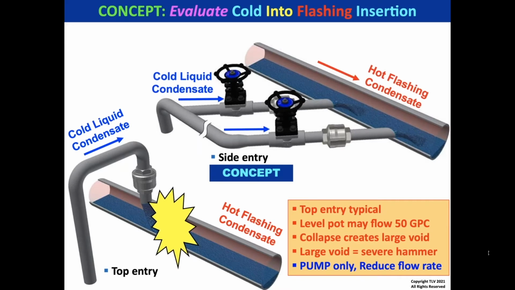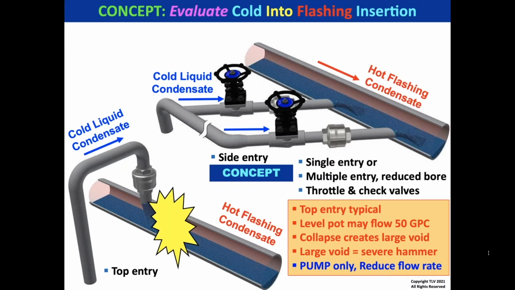And typically a condensate header will be larger than your feed lines coming in. And when that's the case, what you might want to consider is a side entry concept of multiple points. You could do 2, 3, 4 entry points. You could put them 5 or 10 feet apart. You can reduce the bore. You can throttle them so you can balance it. And what you're trying to do is more smoothly integrate the cold condensate into the liquid line at a slower rate so that you don't affect the steam.